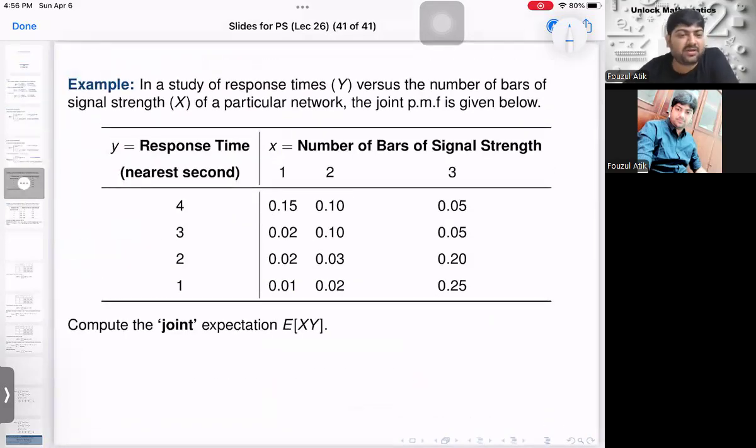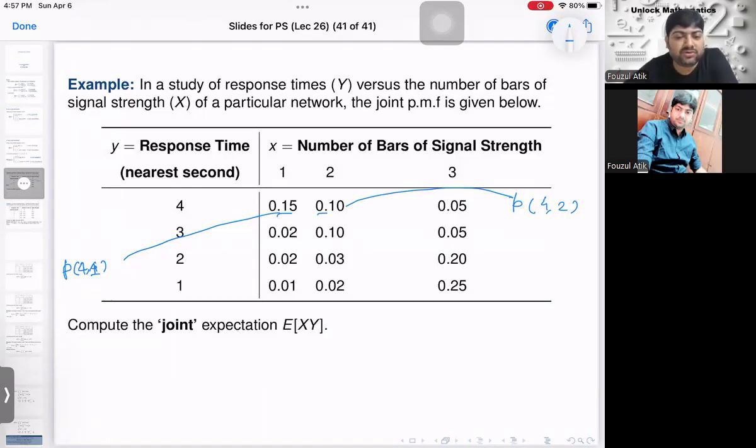Now look at this example. In a study of response times Y versus the number of bursts of signal strength X of a particular network, the joint PMF is given in this table. You have to find the joint expectation of X and Y. This kind of example we have solved earlier also. So what are the things given? This is P of 1 comma 4, actually 4 comma 1, because it is given in this way. Similarly, this is P of 4 comma 2. This way the joint probability mass function is given.